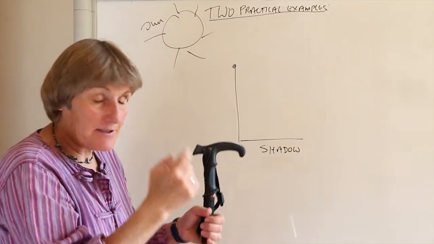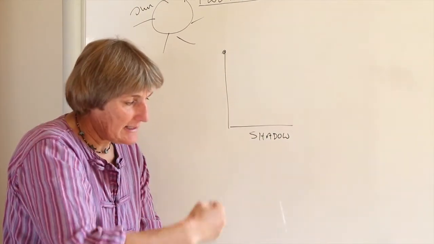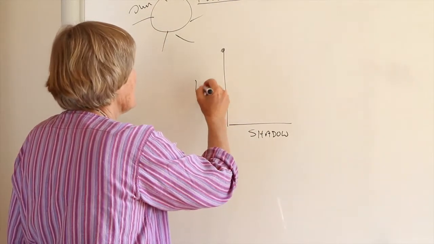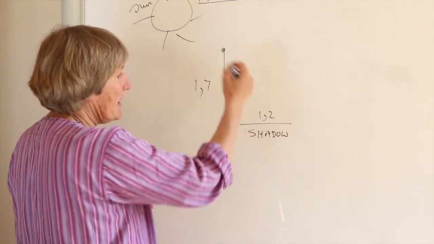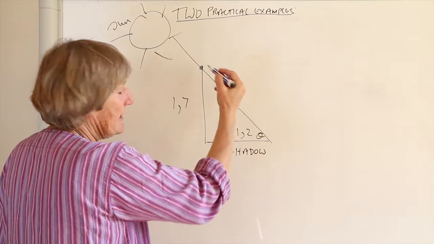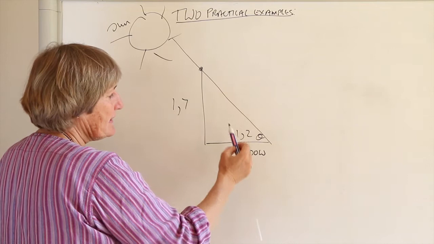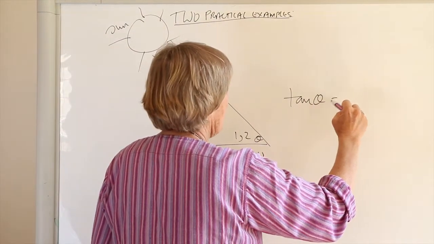Now, let's look at this practical example. You have a stick, and you're outside, and it throws a shadow. So I'm going to say the stick is so long, the shadow is 1, 2. Now the sun is shining, so it's shining like that. So this angle here, we will call the angle of elevation, and it's the opposite over the adjacent. So it's the tan of that angle is this.